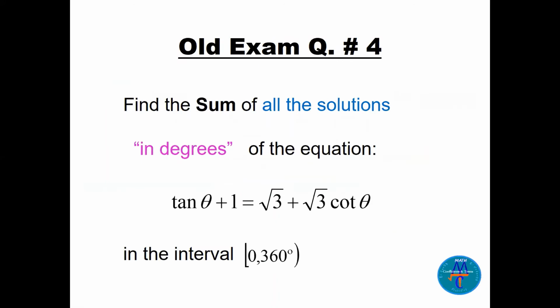Find the sum of all the solutions in degrees. So here will be in degrees. Tan of theta plus 1 is equal to square root of 3 plus square root of 3 cotan of theta, between 0 closed and 360 open.